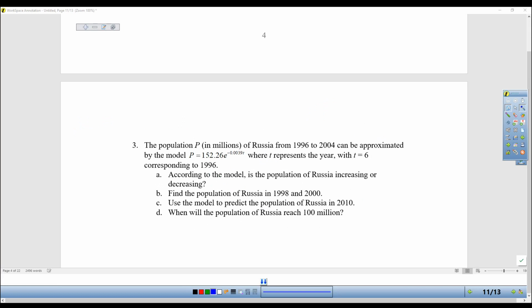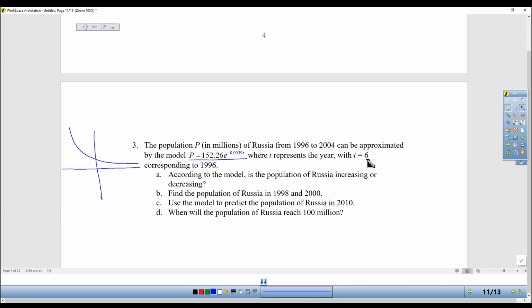The population P in millions of Russia from 1996 to 2004 can be approximated by this model. So notice that it's E to a negative number. Do you remember what that graph looks like? It means that it's going down. So the population of Russia is going down. But it's also eventually going to level out. So this means that it's going down, but at some point it's going to level off.